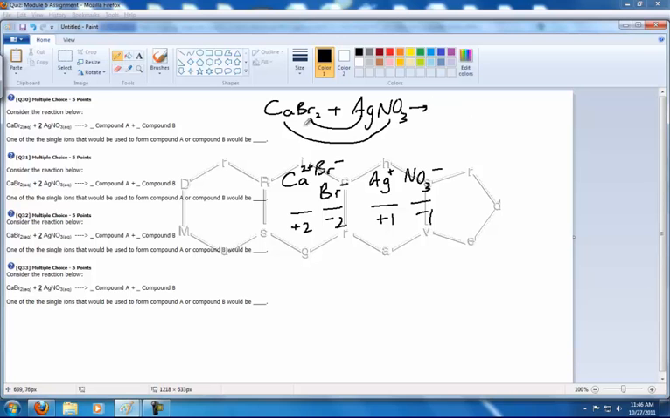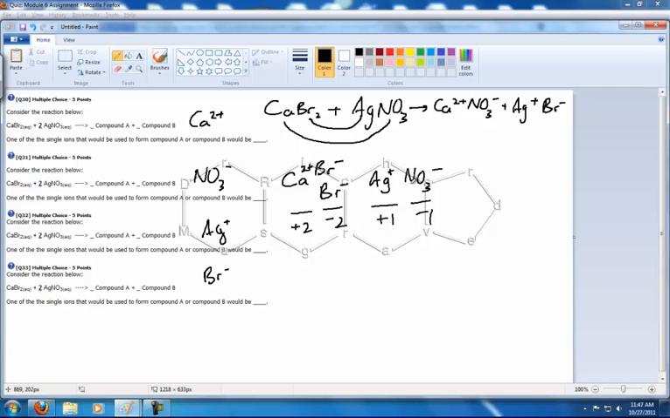So just figuring out what's going to join with what, we know the Ca2+ will join with the NO3-, and we know that the Ag+ will join with the Br-. Okay, so just summarizing the answers to these over here, we'll have Ca2+, we'll have NO3-, we'll have Ag+, and we'll have Br-. Maybe not in any particular order, but those will definitely be the ions that we'll pick up here.